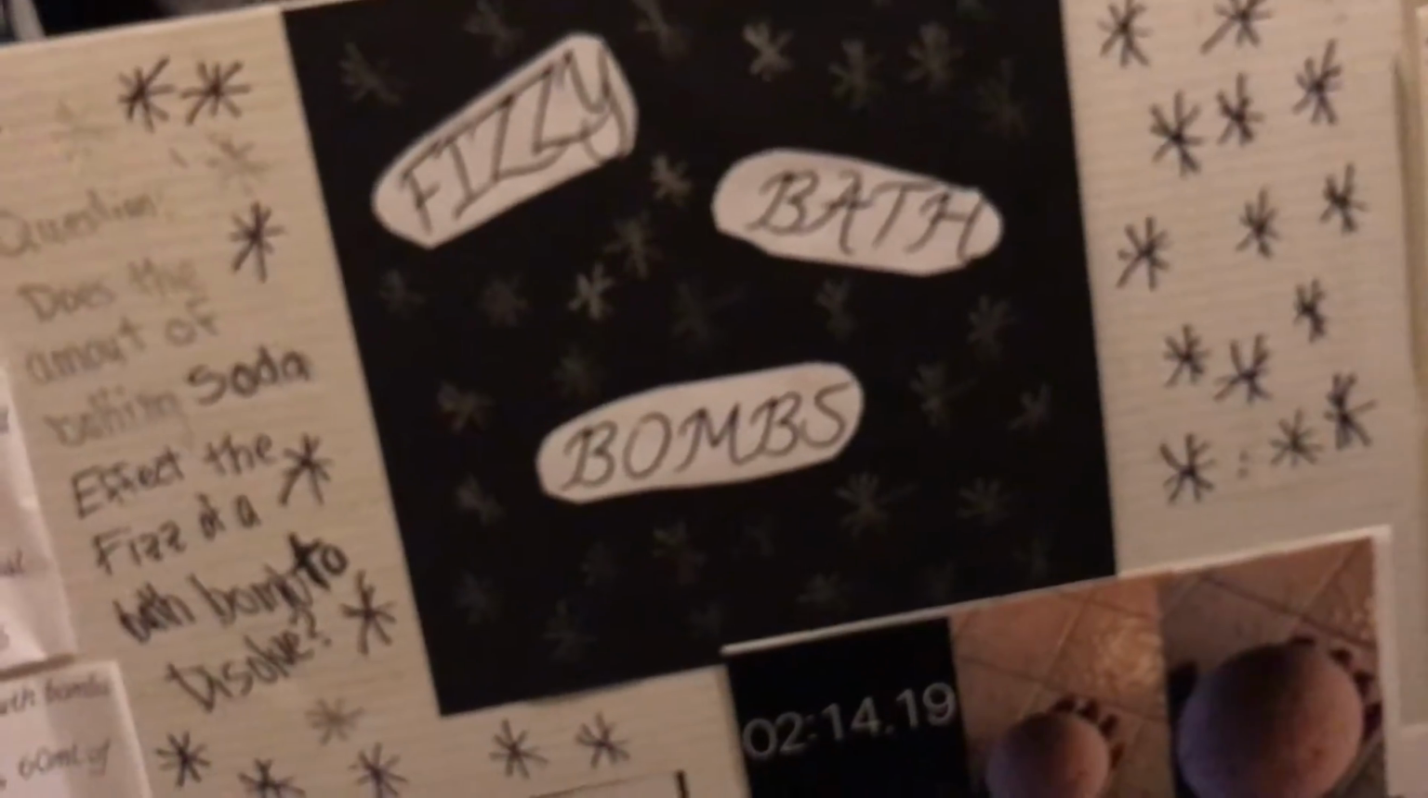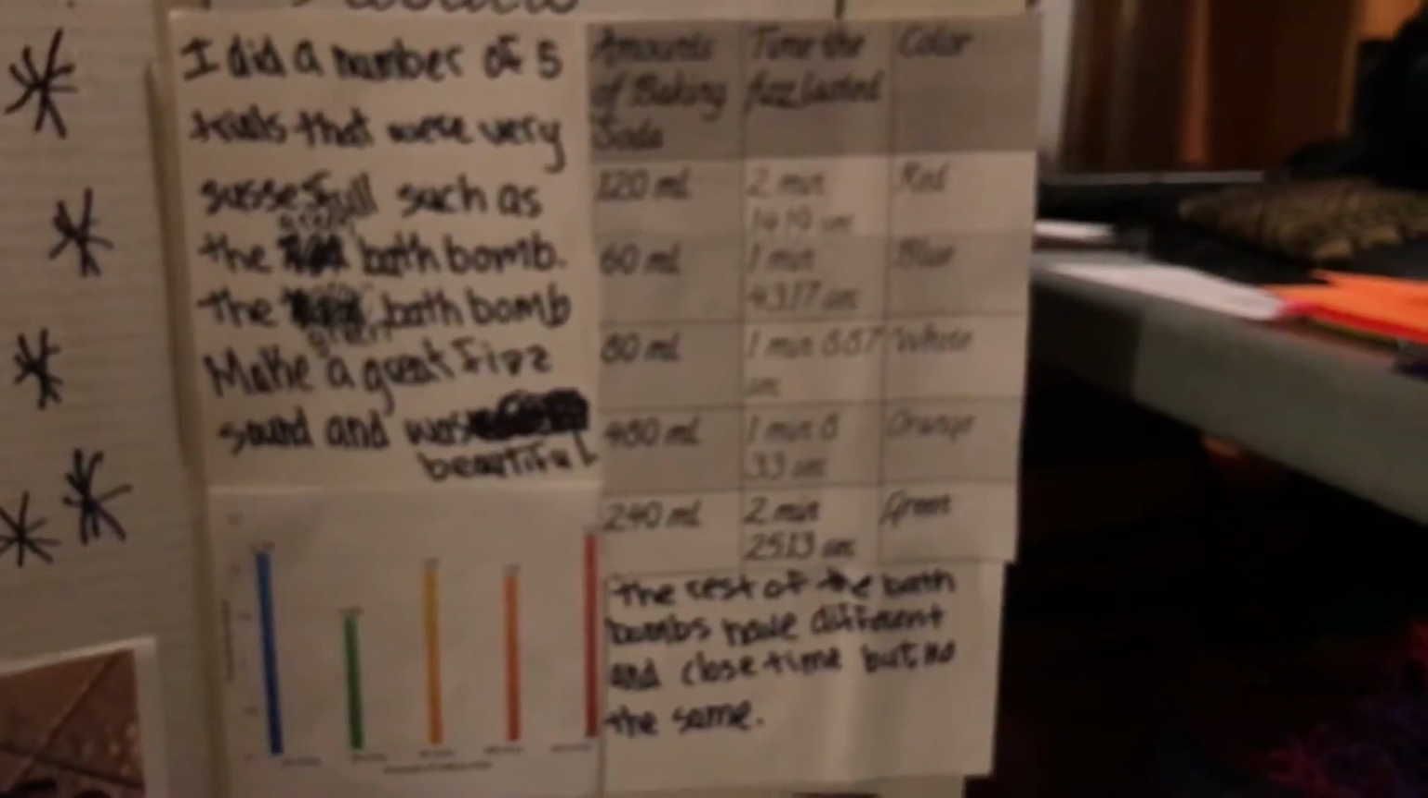So my conclusion pretty much said that my question was right. Yes, the baking soda does affect the fizz in the bath bomb, because whether there is less or more of the baking soda, you want to have the same amount of both. And if that doesn't work out and you end up using another recipe and not this one, I would recommend using 24 ml, which is the one that worked best for me.